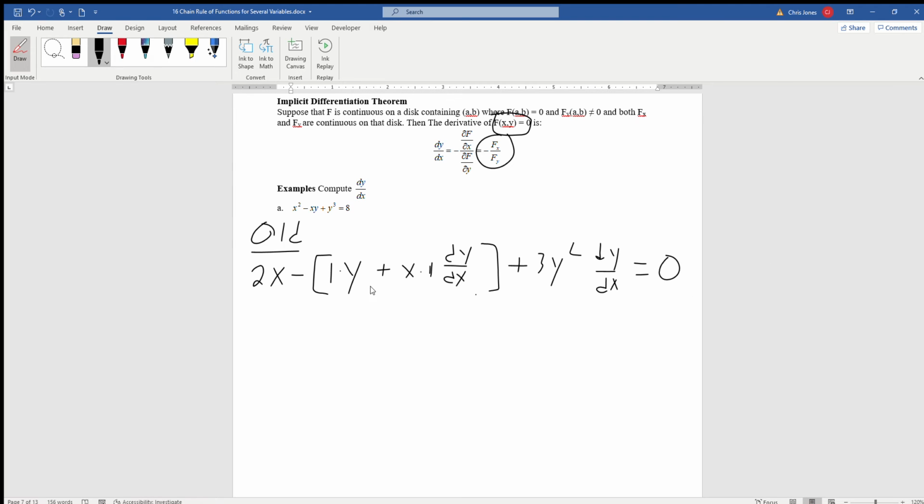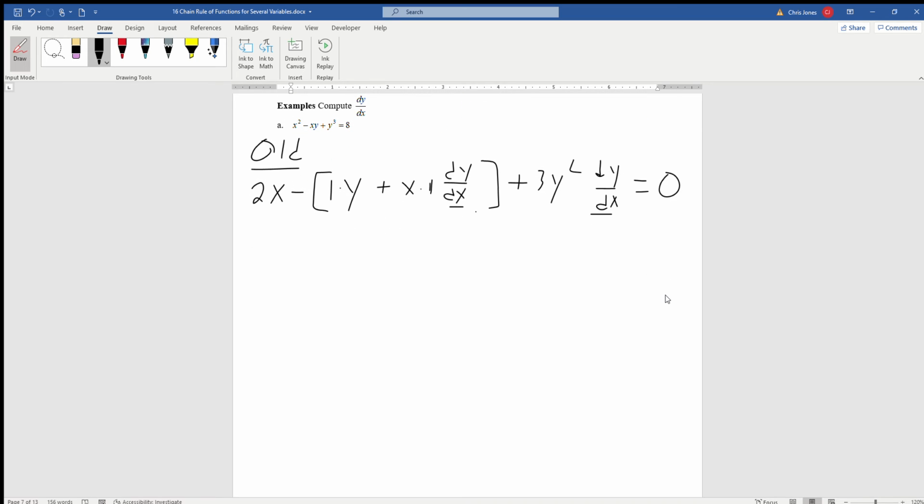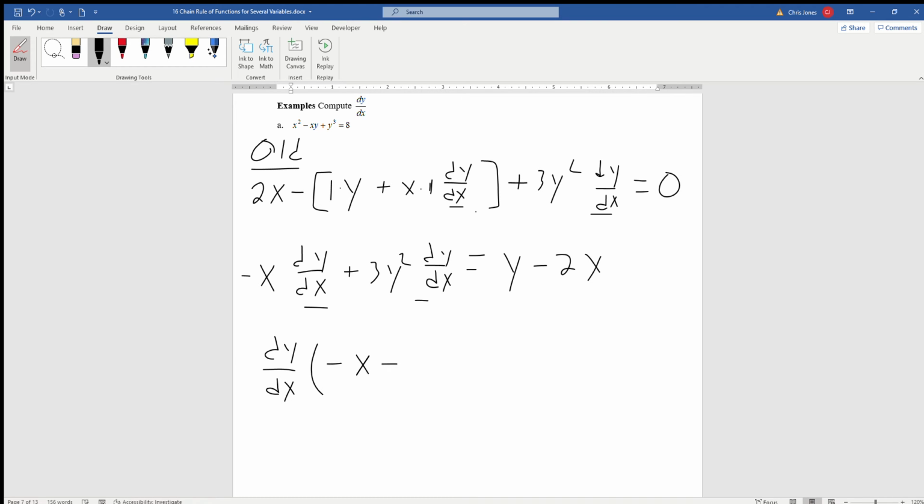You might remember that at this point, what you want to do is solve for dy dx. So I'm going to distribute the negative and put everything that doesn't have a dy dx to one side. By doing a little bit of algebra, we get negative x dy dx plus 3y squared dy dx is going to be equal to y minus 2x. And then finally, we can factor out dy dx, and that leaves us with negative x plus 3y squared, times dy dx, is equal to y minus 2x.